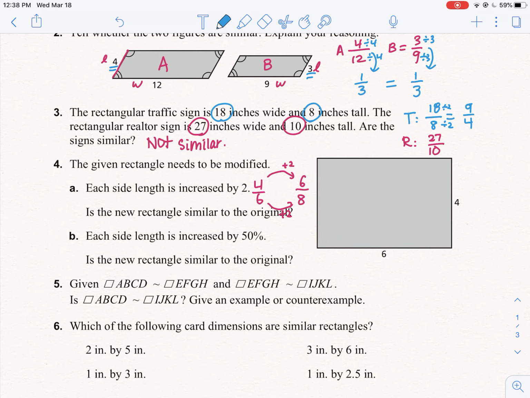Let's see if they are equal when we simplify it. So 4 over 6 can simplify into 2 over 3, and this is going to be 3 over 4. So if you just increase 2 inches each, then they are not going to be the same. So not similar. Okay, nope, not similar.